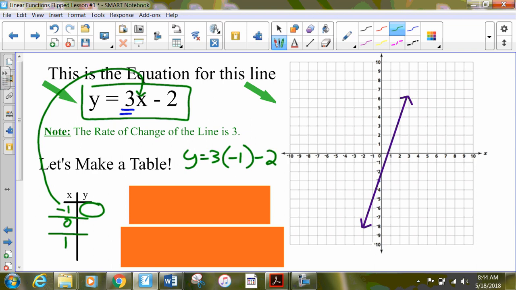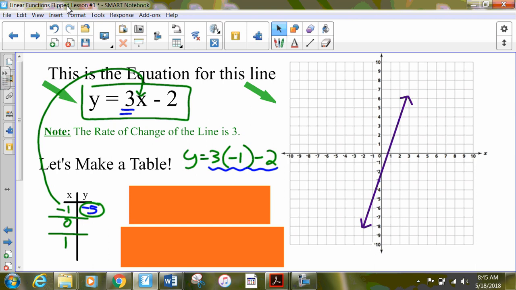Now, if you're good with math in your head, you probably didn't even need to write that. You could get the answer is -5. But if you want to double check yourself, you can always write it and then put this into the calculator, hit enter, and you get -5. So for this equation, we get -5 for y when x is equal to -1.